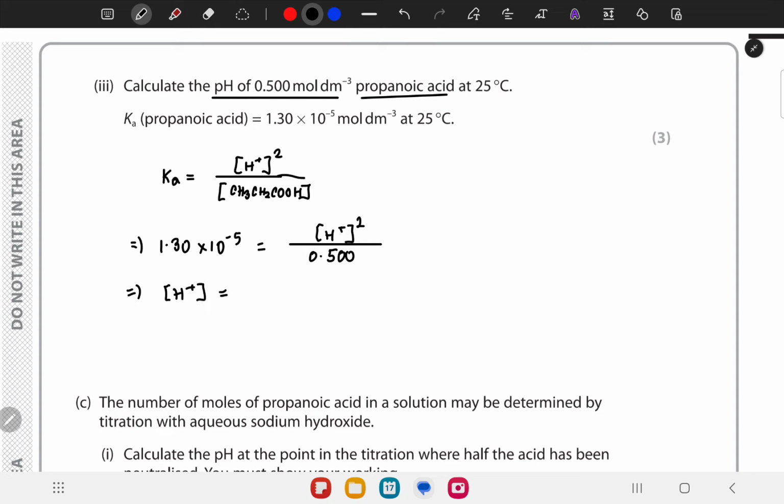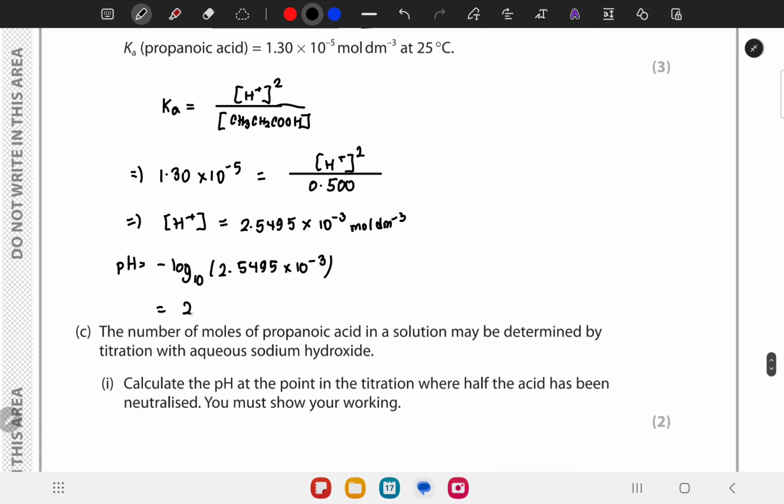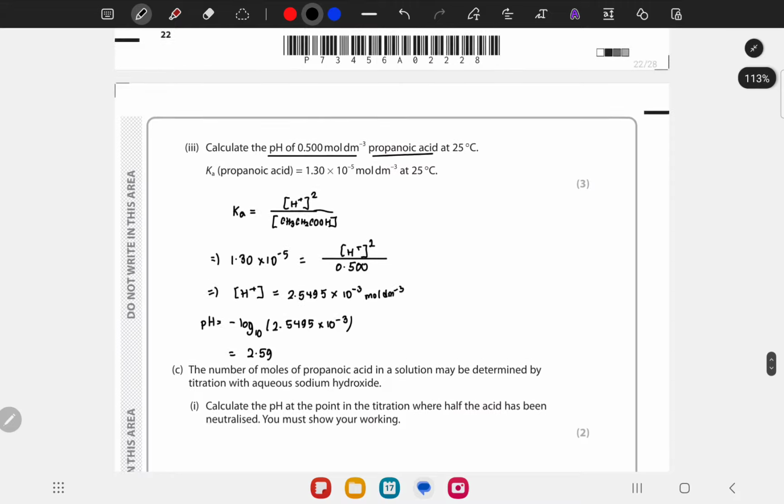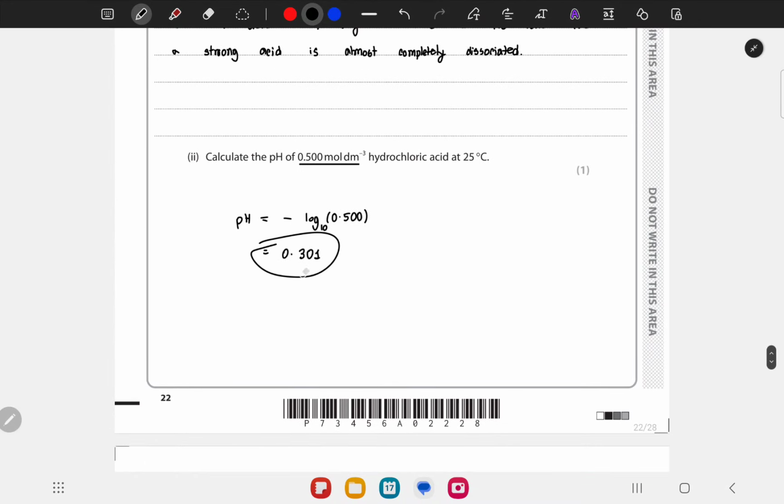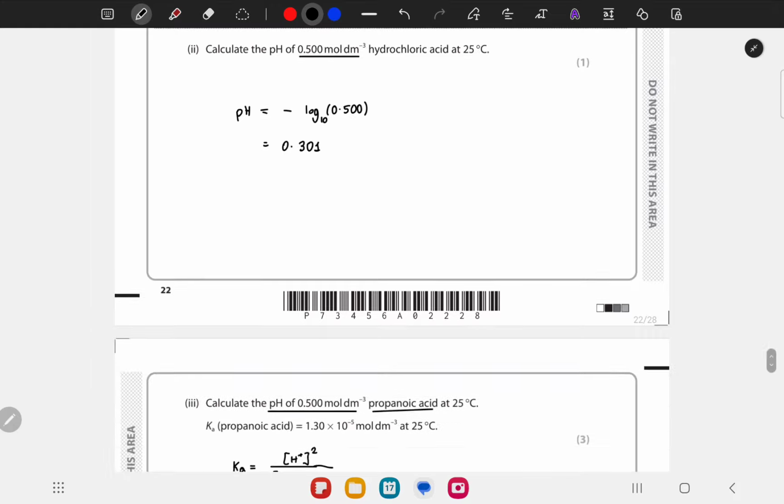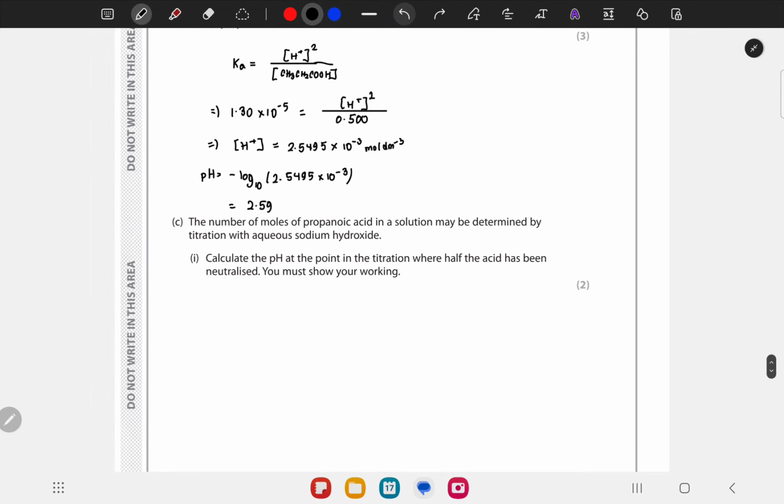So the concentration of H plus ions here would be 2.5495 times 10 to the power minus 3 mole per dm cube. From here we can find the pH. pH would be minus log base 10 of 2.5495 times 10 to the power minus 3. This would come out to be 2.59. So the same concentration of a strong acid like hydrochloric acid has a pH of 0.3, while this has a pH of 2.59.